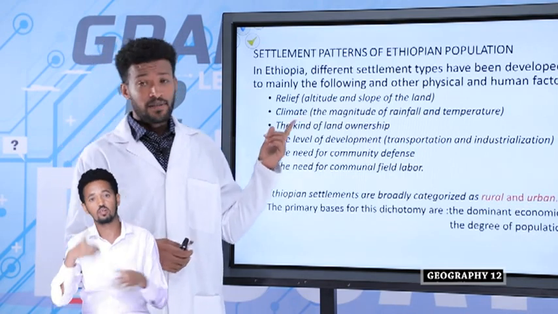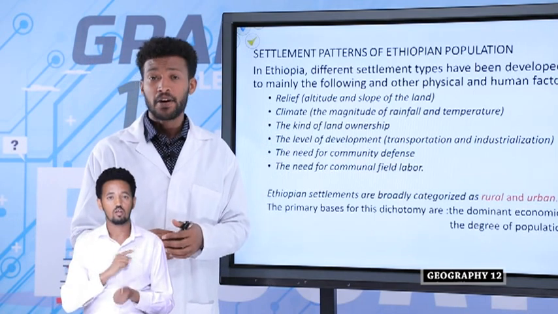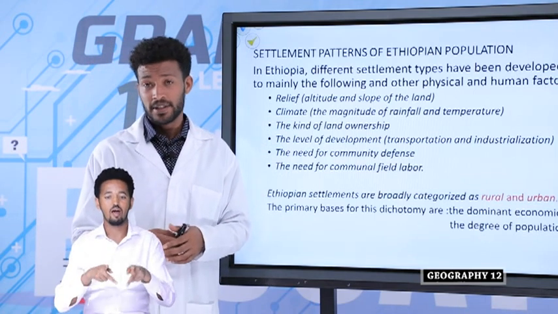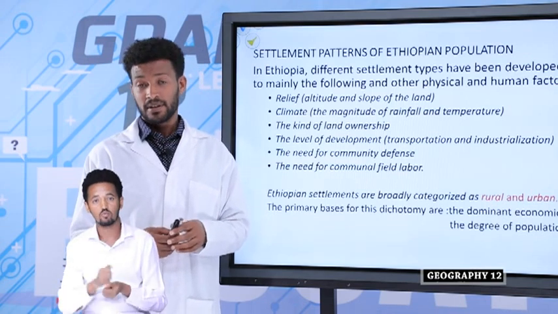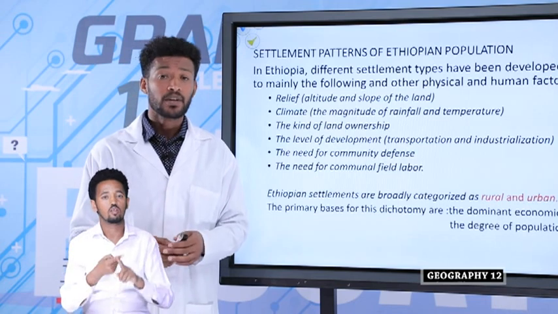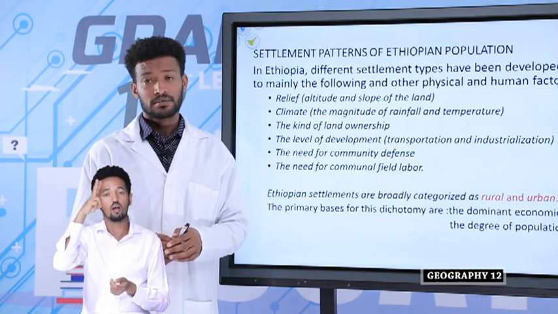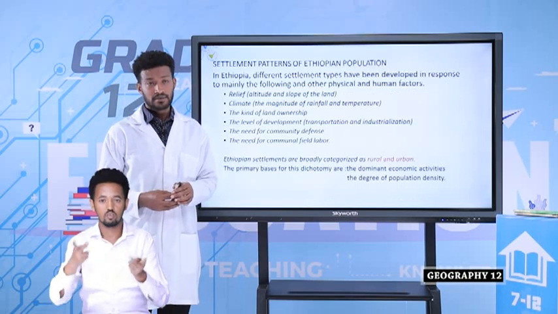Another important thing is rainfall. As you know, our country depends on agricultural economic activity. For this economic activity, rainfall is very important. Therefore, in areas of high rainfall, the population settlement is high.